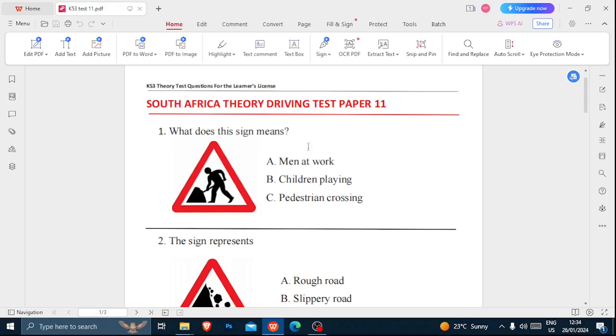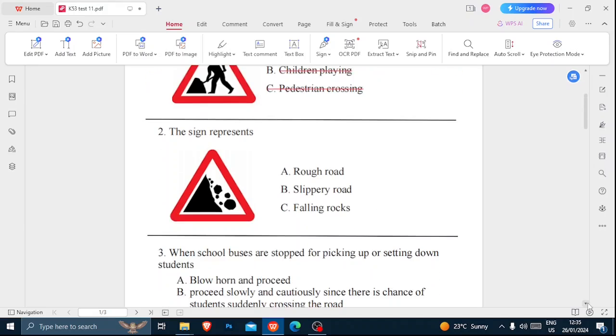Number one, what does this sign mean? Looking at this sign, is it men at work, children playing, or pedestrian crossing? While looking at this sign, we can see that this one is men at work. So let me just underline the correct answer there and strike these ones through. Children playing and pedestrian crossing are incorrect. Now let's move on to number two.